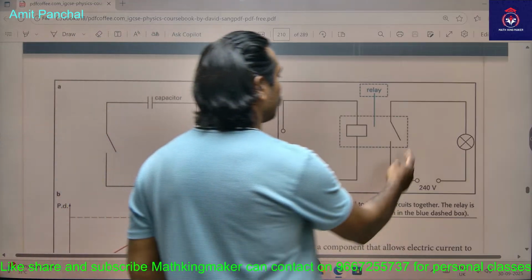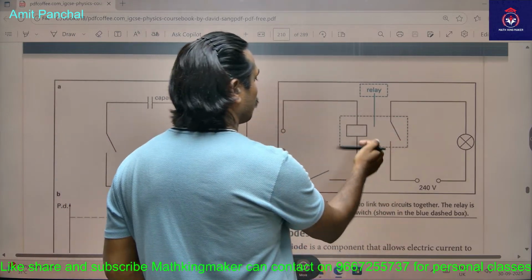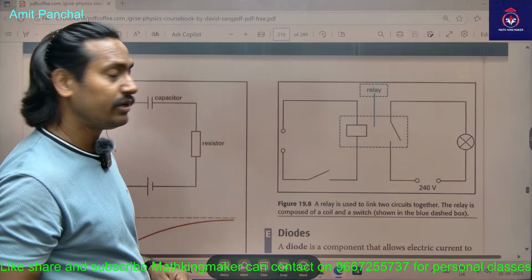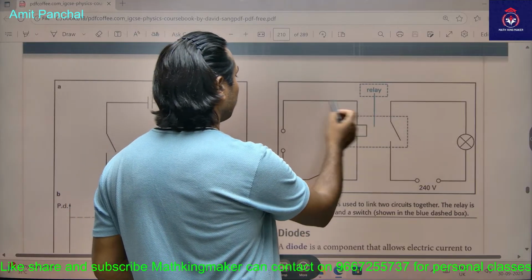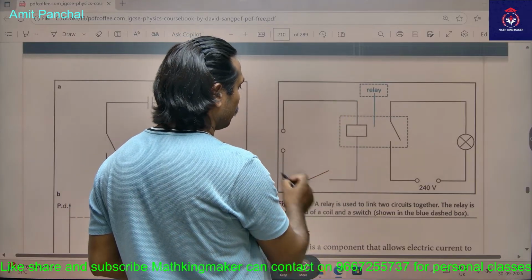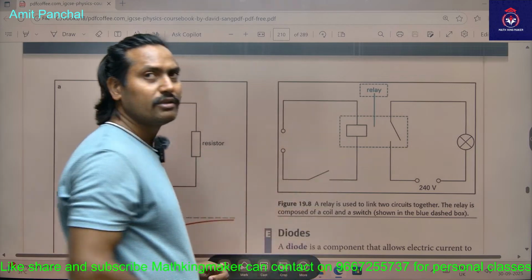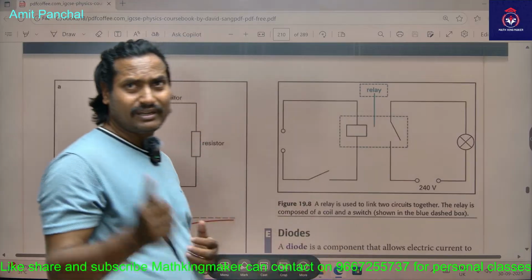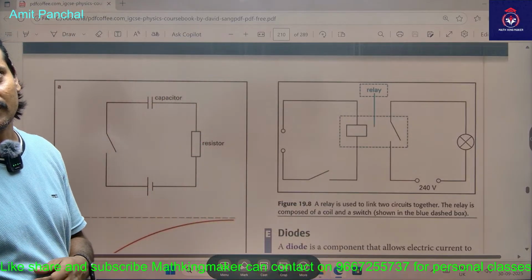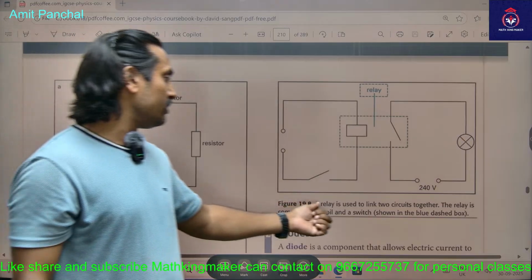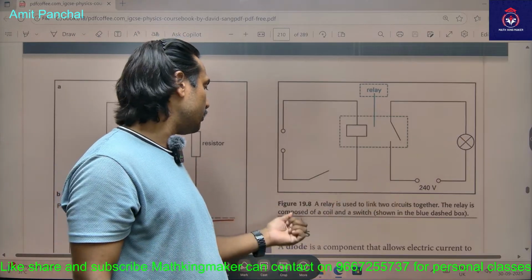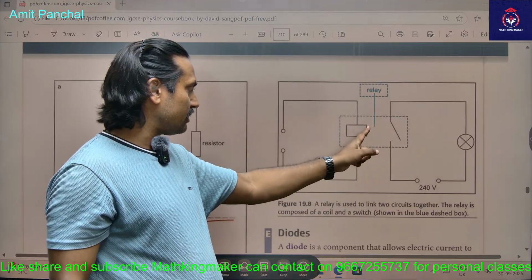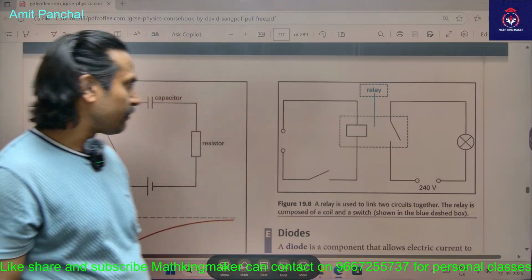As you switch on this one, that is the principle of mutual induction. By mutual induction, that current will also flow into this circuit. So that is called a relay, and it gives a tick sound once it operates. A relay is used to link two circuits together. The relay is composed of a coil and a switch. So that is the switch and that is the coil.